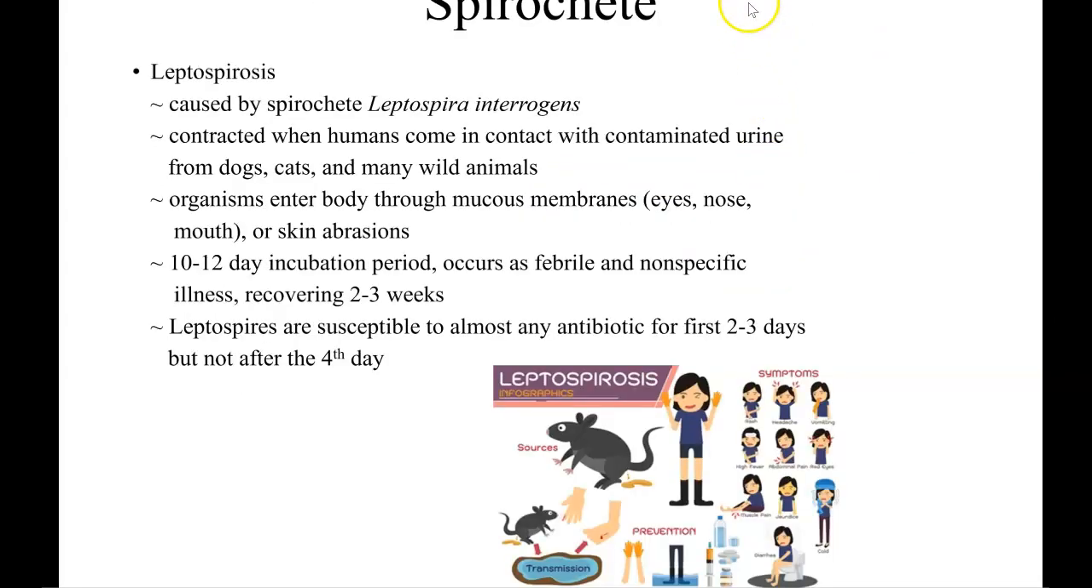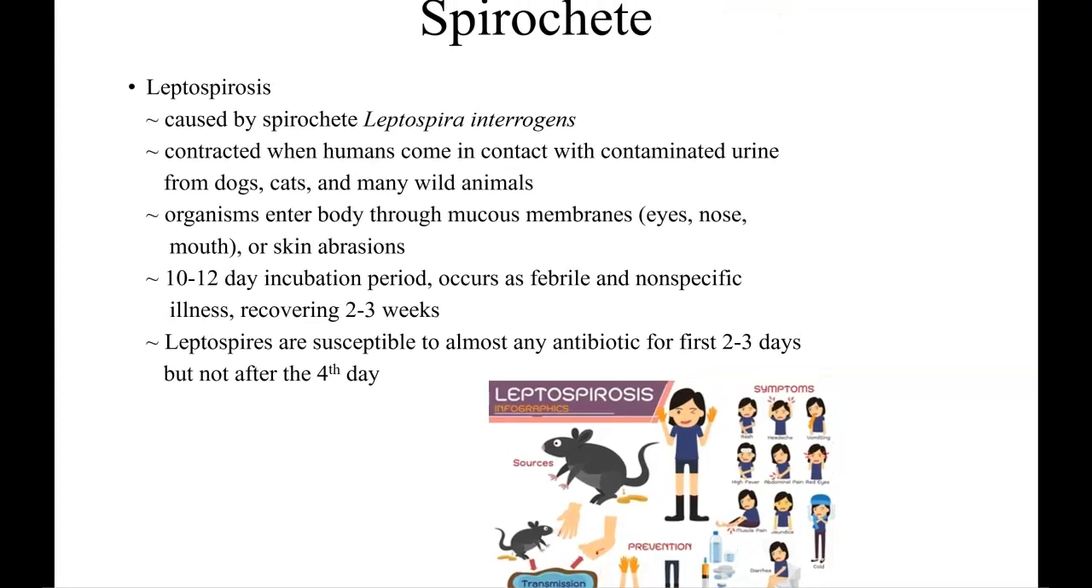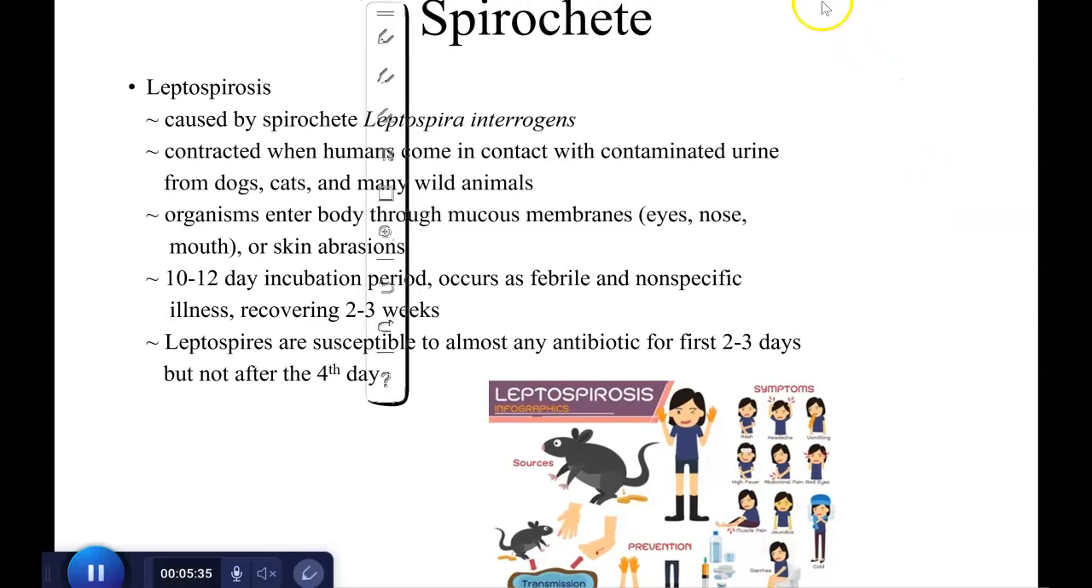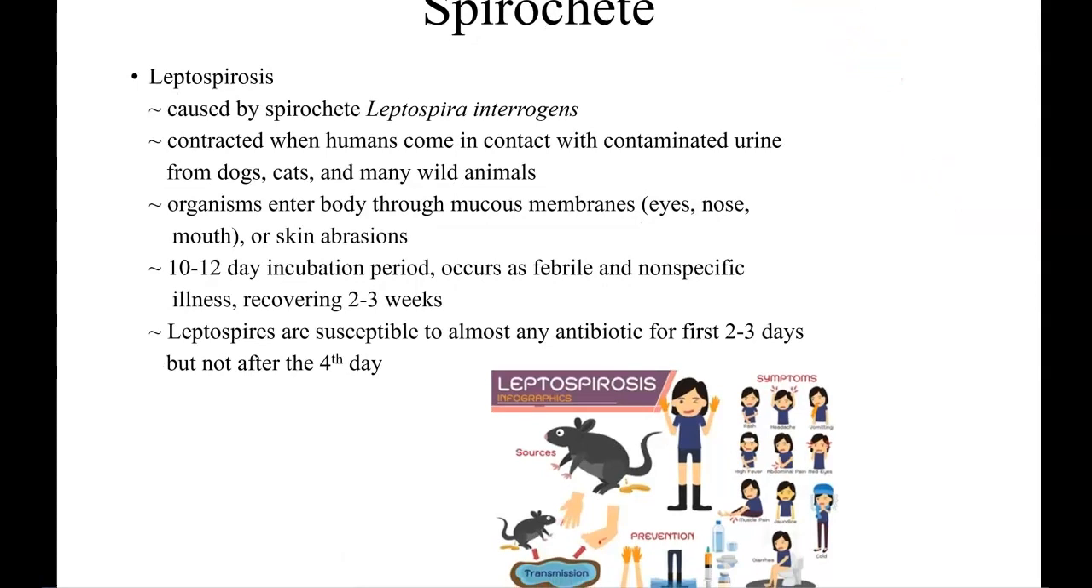So this is an example of a spirochete, and you might actually be familiar with this particular spirochete. An example is leptospirosis, and this is caused by a spirochete. Humans can get this as well as animals. If humans or even other animals are in contact with contaminated urine from maybe wild animals like birds or rats or mice, they can actually contract leptospirosis.